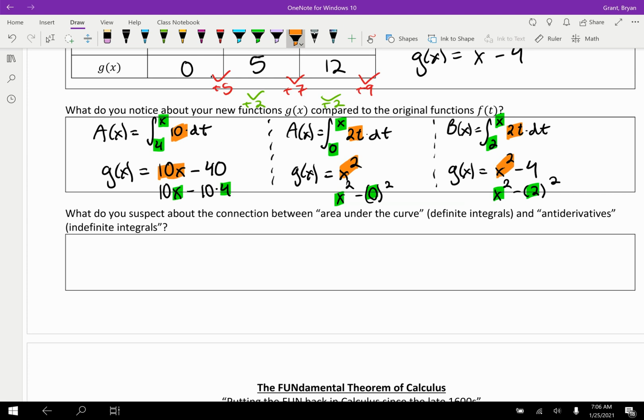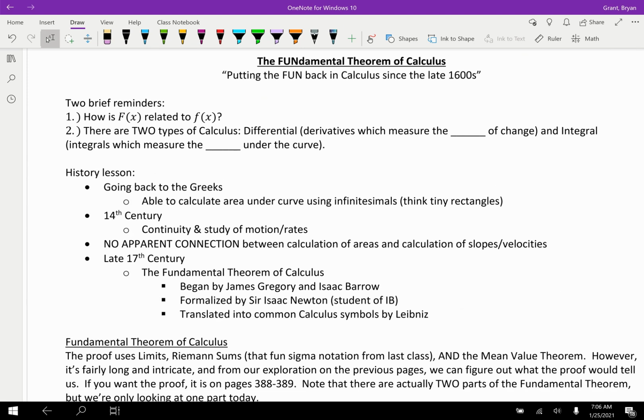Hopefully it's clicking for you right now, but if it's not, that's totally okay, and we've got the big reveal on the next page, and you'll be even more surprised. But if you found it, good on you. Here we go. The big reveal. The Fundamental Theorem of Calculus, putting the fun back in calculus since the late 1600s.